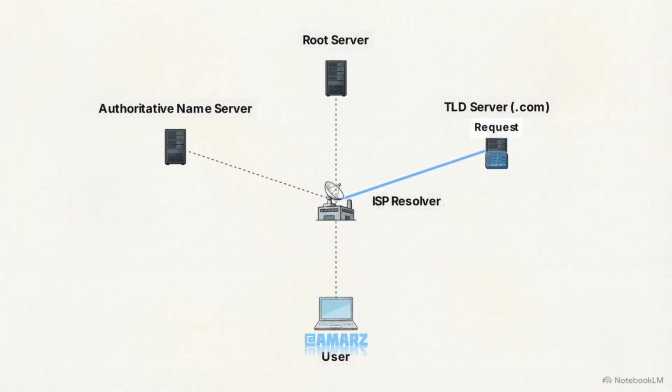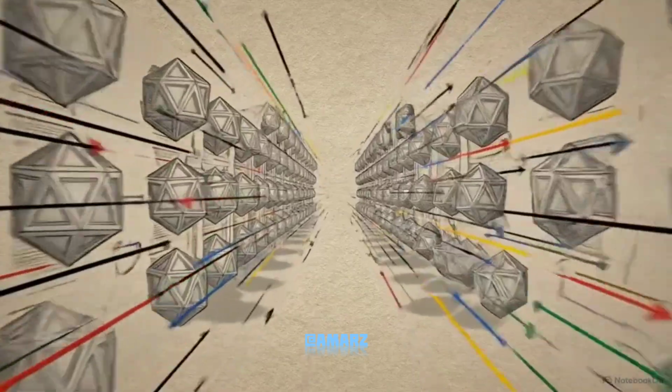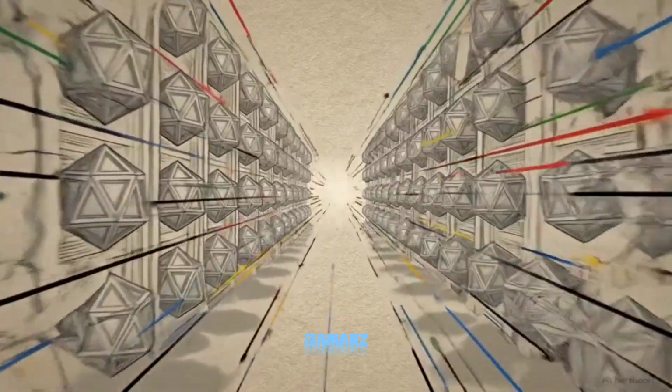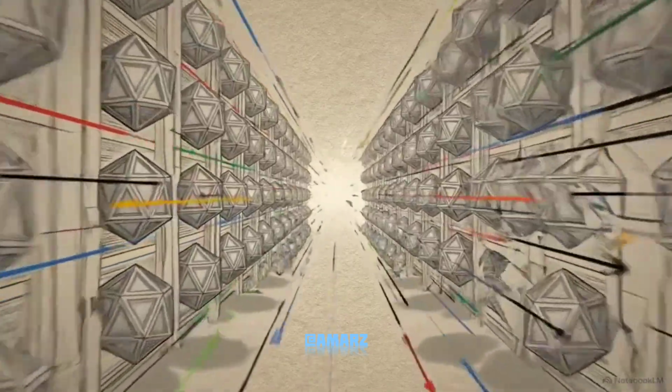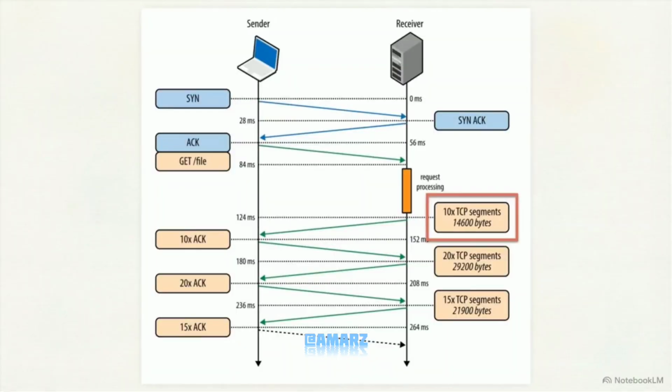The root directs the resolver to a top-level domain server for .com addresses. Finally, the TLD points to the authoritative name server, which provides the exact numerical IP address and returns it. This global hierarchy allows the internet to translate human-readable names into the strict numerical addresses required for routing data across the network. With the address in hand, your computer initiates a TCP three-way handshake.